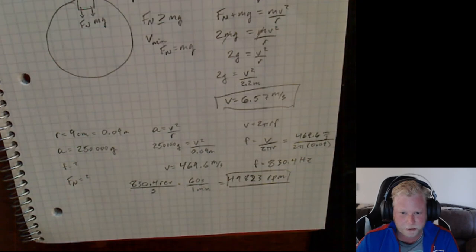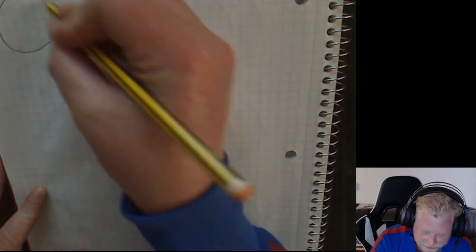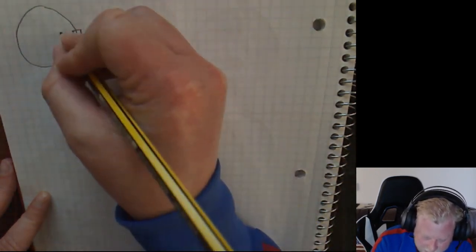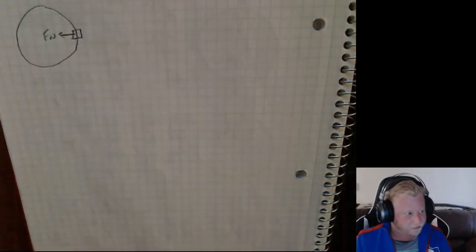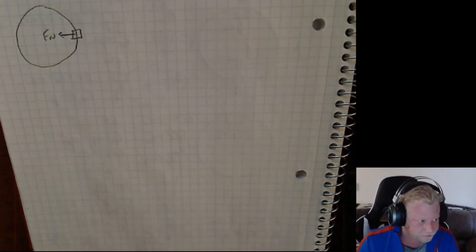And so now if we want to find the apparent weight of this sample, well, the apparent weight is your normal force. So let's say this is an overhead view of our centrifuge. And this is your sample. Well, the only thing that is acting in the horizontal is the normal force of the test tube itself pushing on the sample.